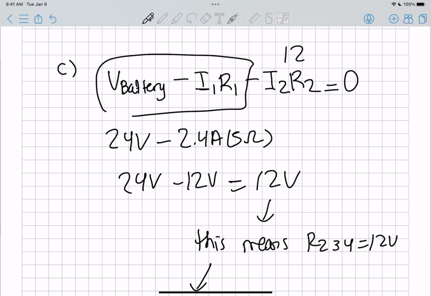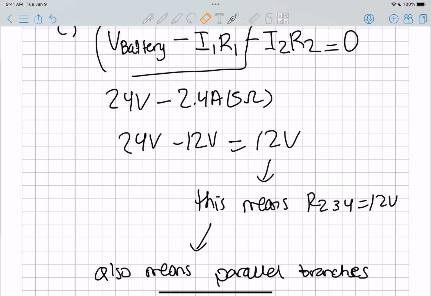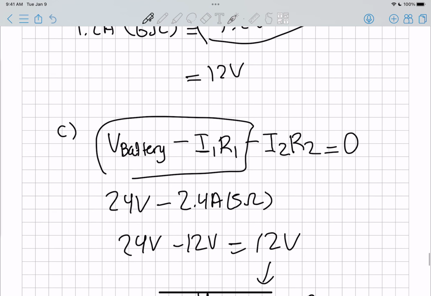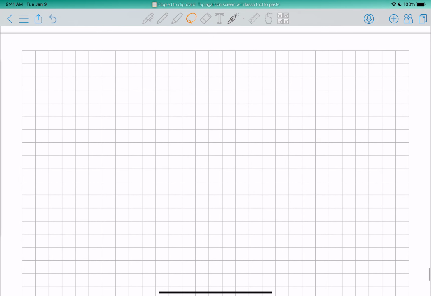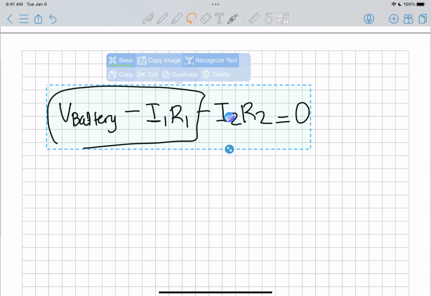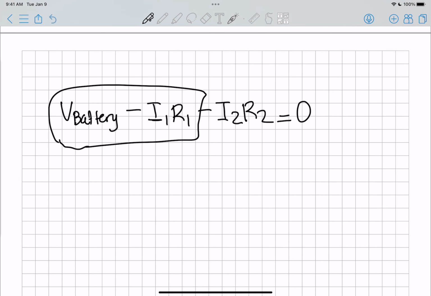And because this is equal to 12 volts and this is equal to 12 volts, then 12 volts minus 12 volts is 0, and that's why I set the equation equal to 0. So once I have that, minus RE2, actually let me just rewrite it down at the bottom. So I have this, what do I want to say?